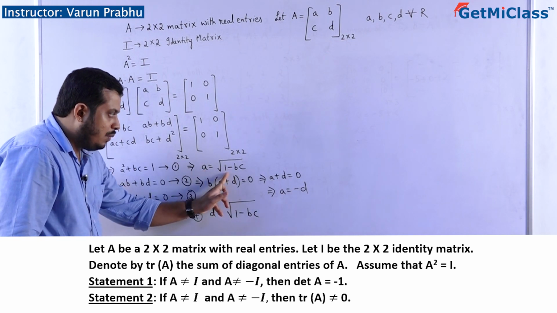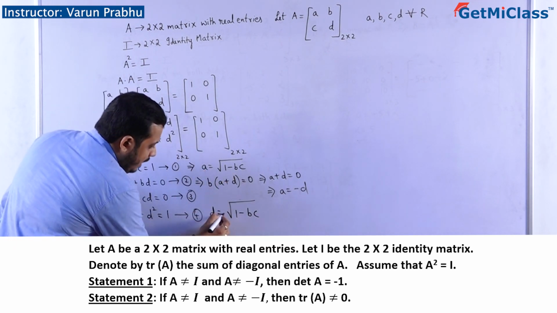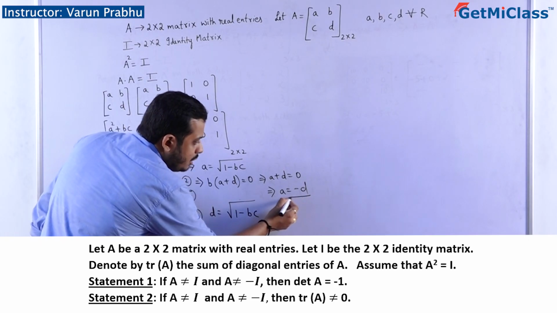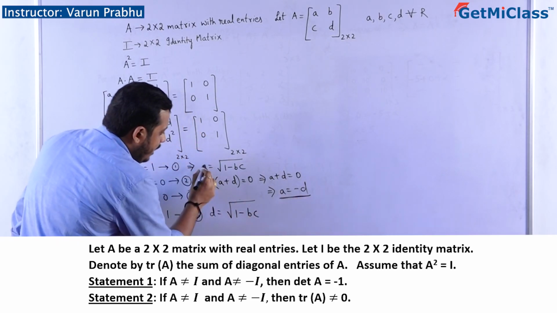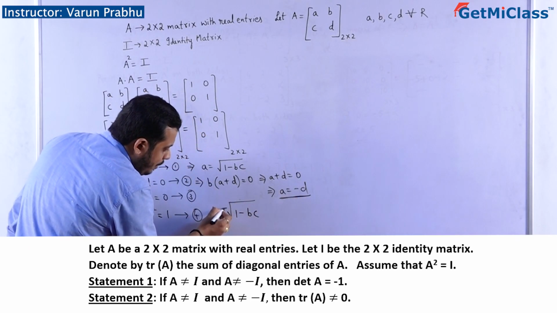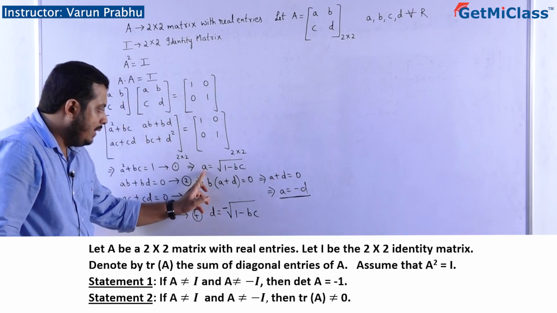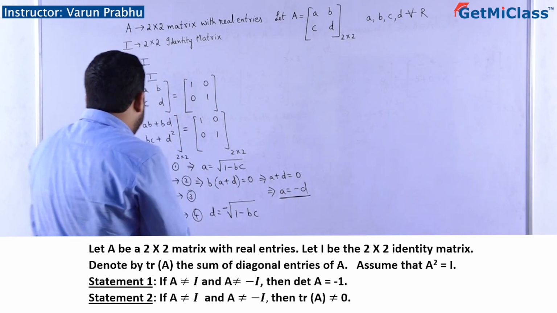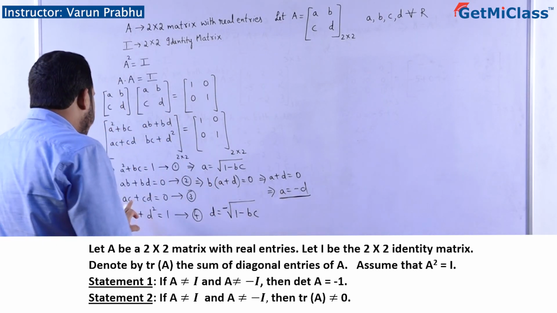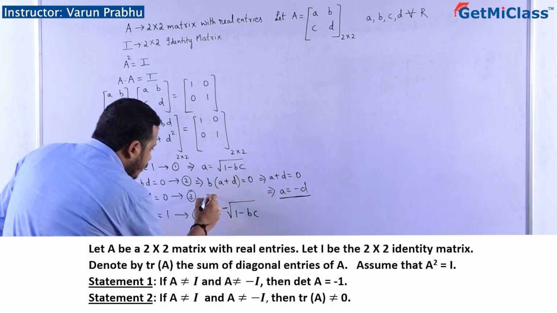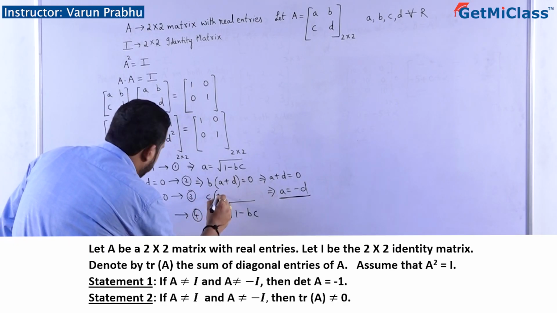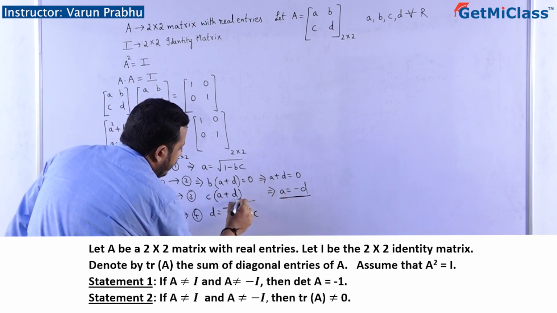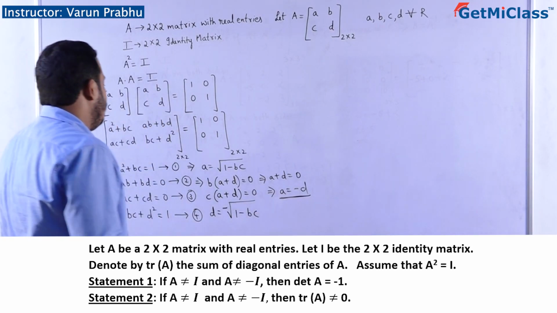So if a is equal to root over 1 minus bc, then because of this condition, students, any one should become positive and the other should become negative, right? Only then a and minus d will hold good, correct or not? If you can see here. And c part I'll leave it like that. So here I can write c, if I take out common, a plus d is equal to 0. Are you getting it?